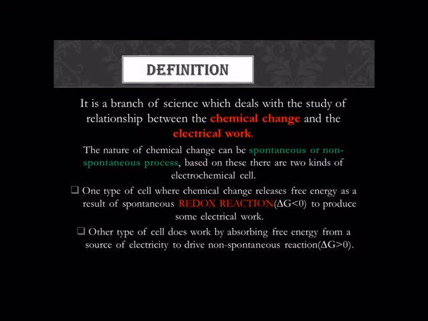So based on the spontaneity and non-spontaneity of a process, there are two kinds of cell. One cell where the chemical change releases energy from a spontaneous redox reaction to do some electrical work, and another type of cell which absorbs energy from an external source and drives a non-spontaneous reaction. The delta G here means the change in free energy. It's a thermodynamic quantity which measures the energy change of a particular reaction. If the energy change during the reaction is negative, then it's called spontaneous because it has released energy. If the energy change is positive, then it is called a non-spontaneous reaction because it is absorbing some of the energy.